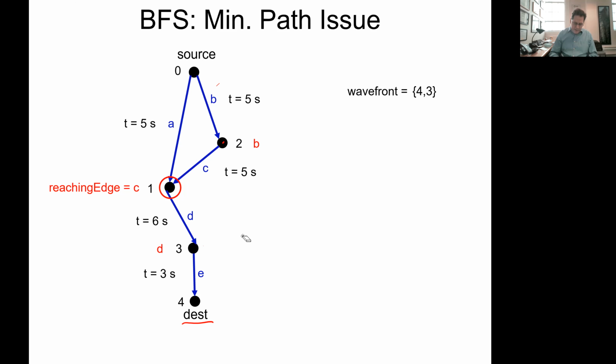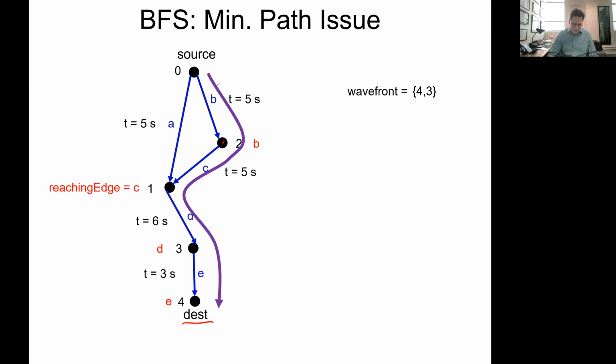Okay. And now we pull off node 4. That's our destination, so we're done. Okay, so we reached the destination. But when we actually do our backtrace routine, you'll find that we got this path. We follow all the reaching edges, we get that path. It's actually not the shortest path.